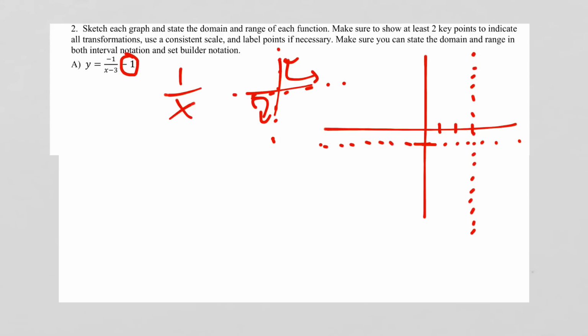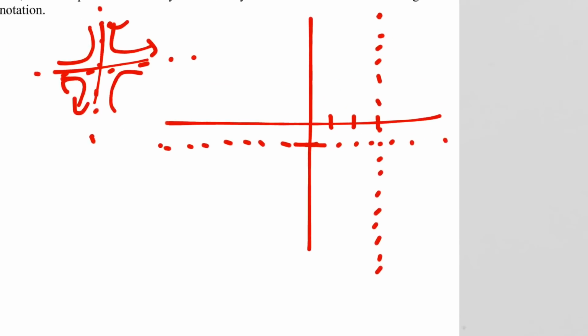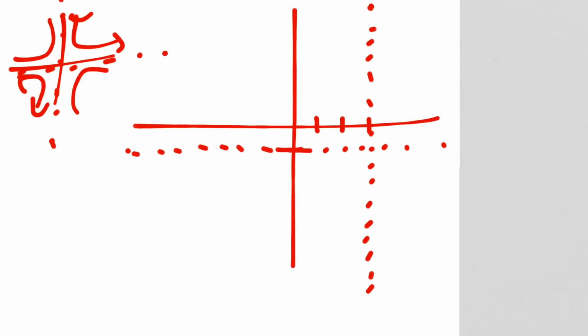But what else is going on here? Notice that I have that negative in the numerator. That is going to give me a flip. So the graph is flipped compared to the mother function. So all I have to do now is sketch things in.